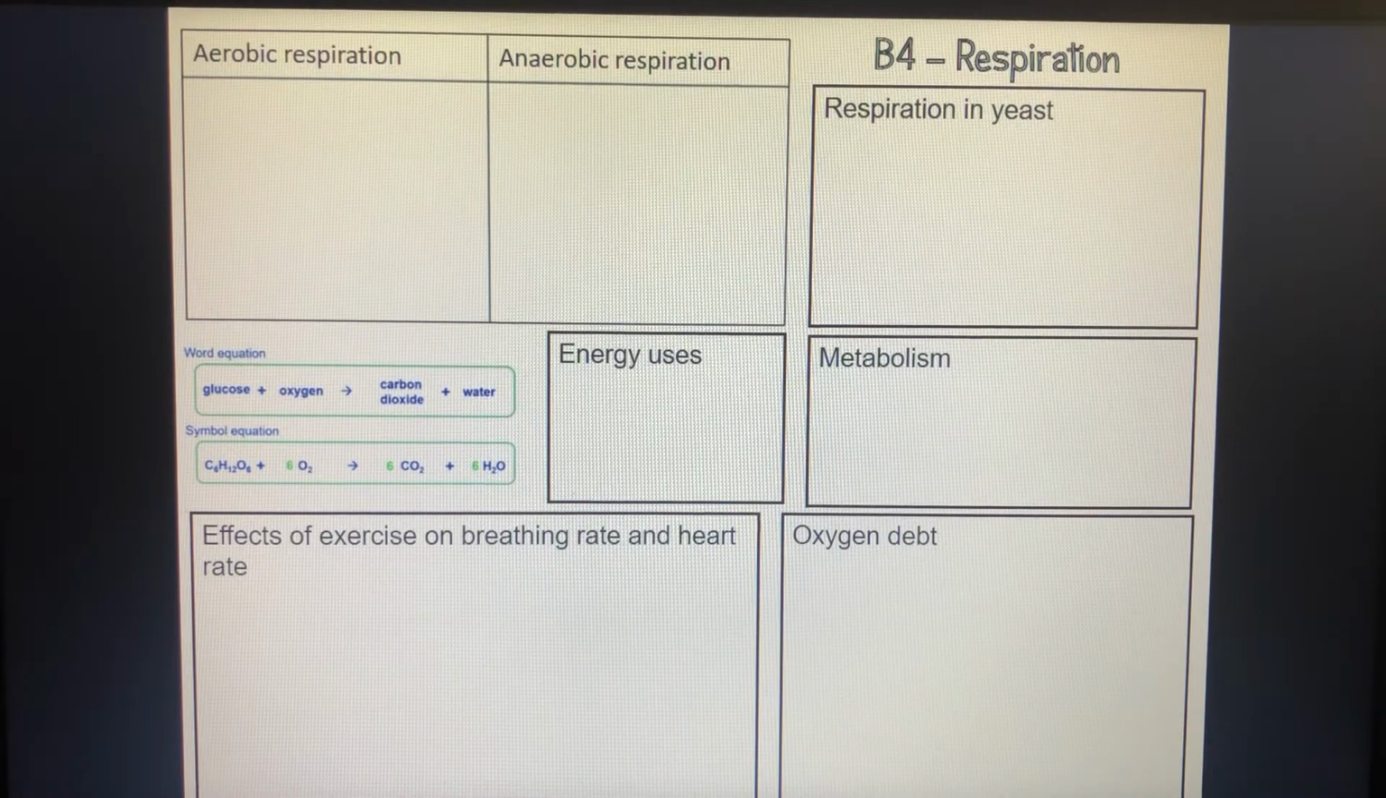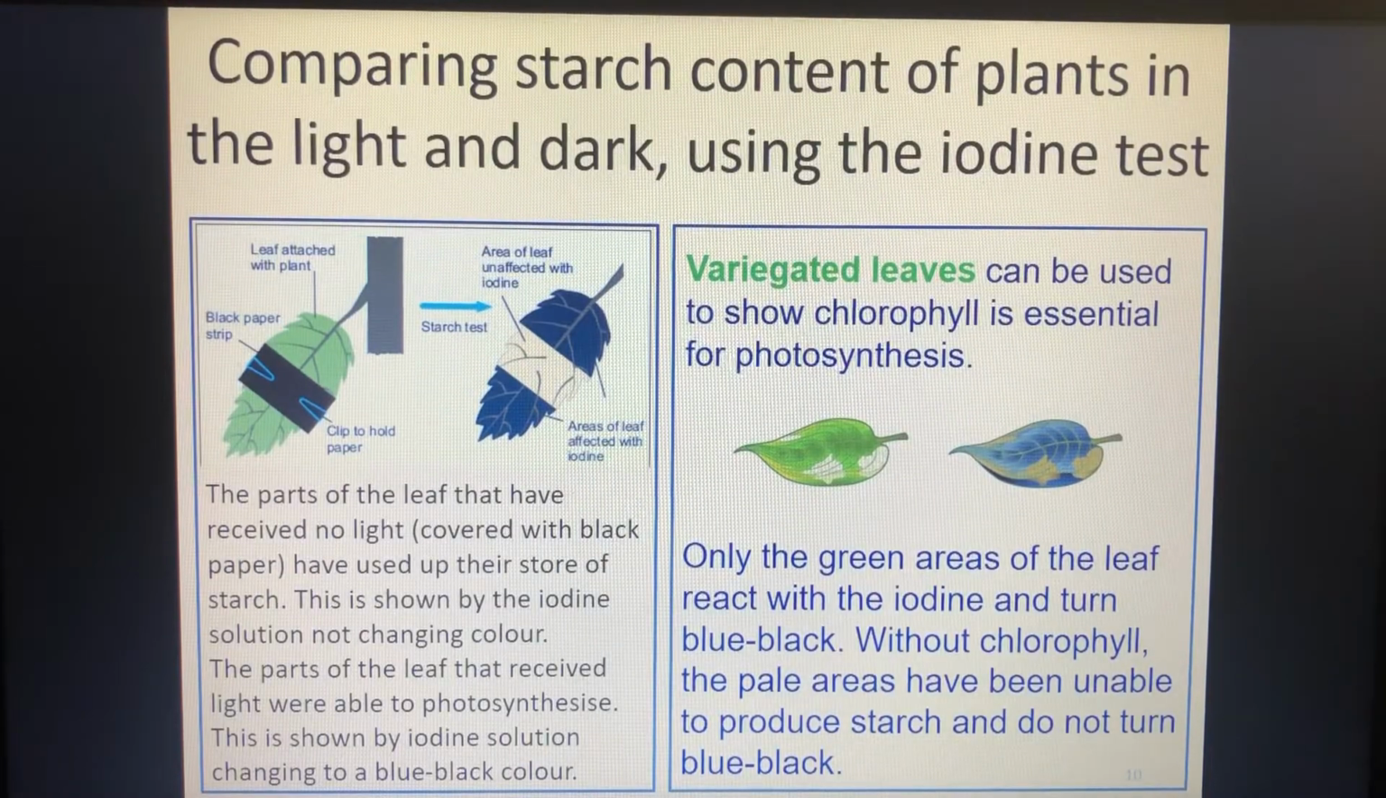Okay, so I hope that went well. I hope you understood all the ideas. If not, have a look through your book, see if you can remind yourself. We did quite a detailed explanation on this one in our books.